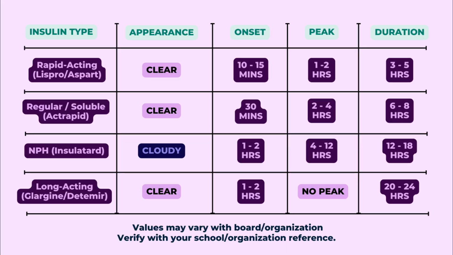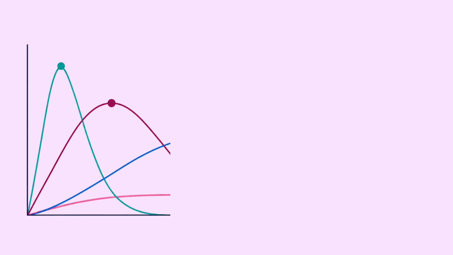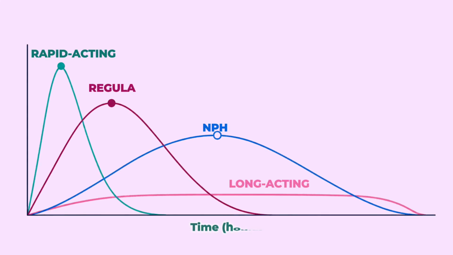Now let us bring all four types together. The comparison table is on your screen. Four types, four columns: appearance, onset, peak, duration. Look at the curves together. Notice, rapid and regular are both clear. NPH is cloudy. Long acting is clear but peakless.